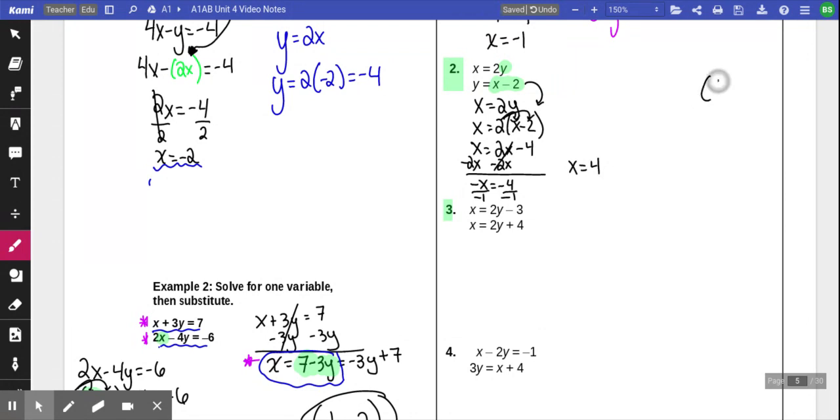Great, so there's part of our answer. 4 is our x value of our coordinate point. Let's find our y value. The second equation is solved, so y is equal to x minus 2. You could also use the first equation, but the second equation is already solved for y. So we can get that y is equal to, well, x is 4, minus 2. y is equal to 2. So here's our answer.